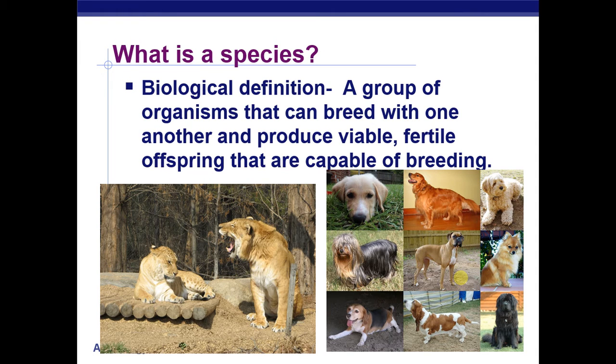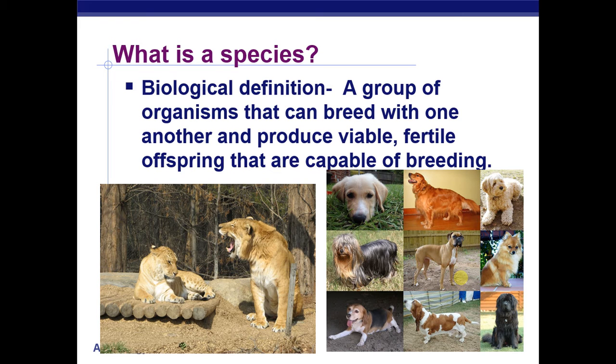A species in the biological definition is a group of organisms that can breed with one another and also produce viable and fertile offspring that are also capable of breeding. So there's actually a lot of different things in there. The two organisms have to be able to breed together. They physically have to be compatible so that they can reproduce and their reproduction is successful, so that the offspring are able to grow and develop and be born, and also that the offspring are fertile, so that they are capable of interbreeding with one another and producing offspring of their own.